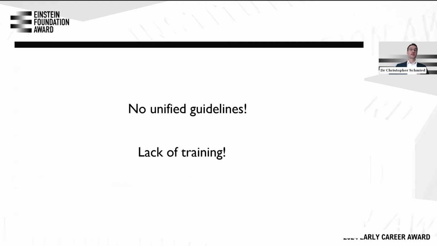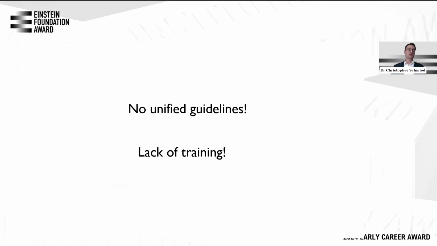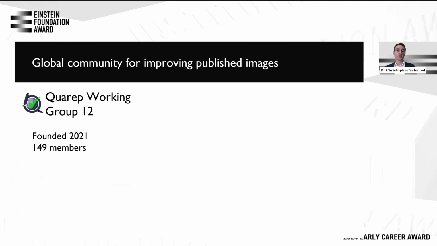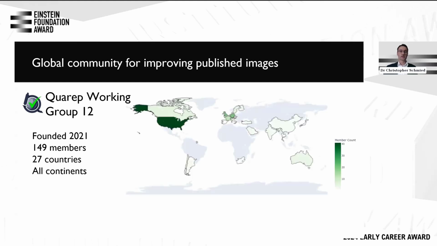We believe there's a lack of unified guidance of how effective images should look like in publications. And there's a lack of training of scientists to achieve that. In order to address this widespread research quality problem, we founded a working group within the organization Quality and Reproducibility in Microscopy. We have now over 140 members from all over the world.